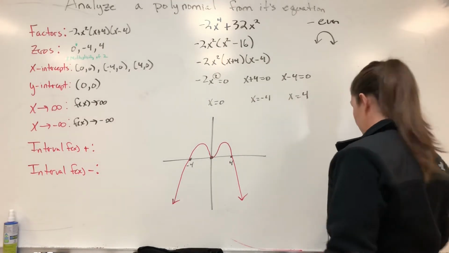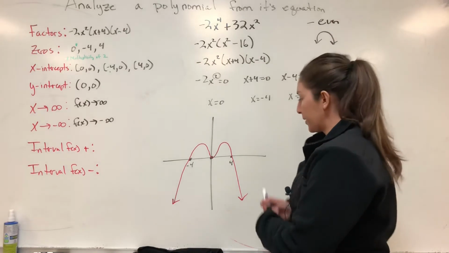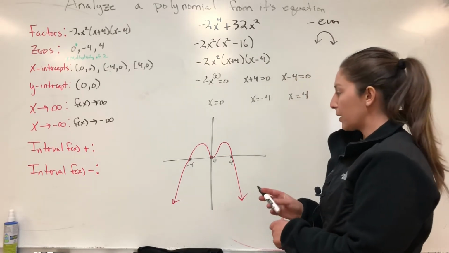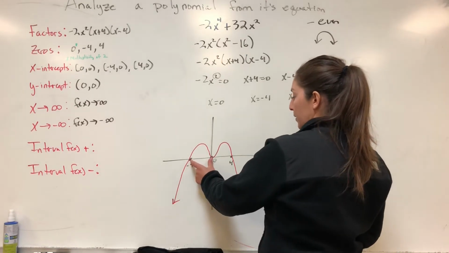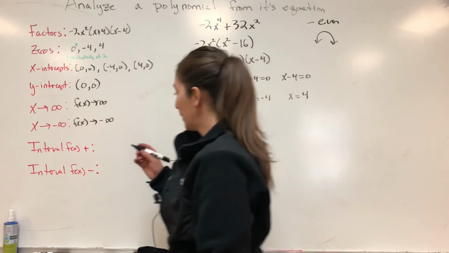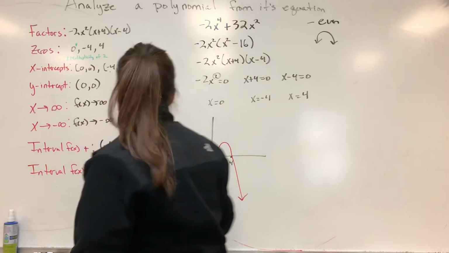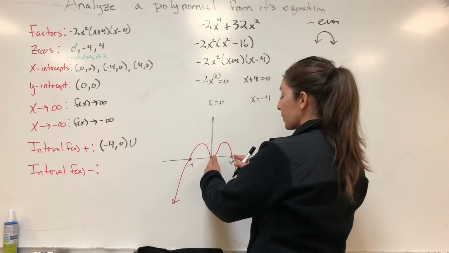But this being said, okay, so here's our picture, and let me draw a little 0 here. That's the 0 intercept. So if that's our picture, where are we positive? Well, we're positive between these two guys. So that's -4 and 0. We're positive between -4 and 0. So we're positive in this interval, and we're positive in this interval from 0 to 4.